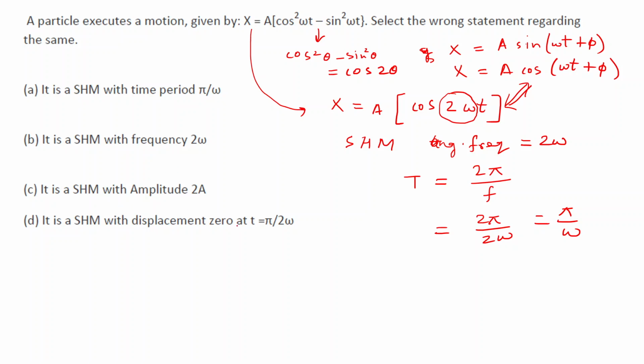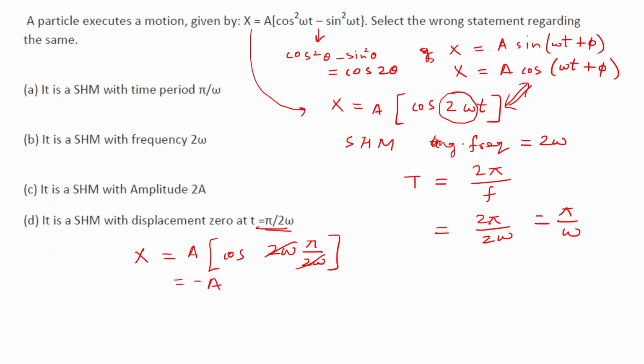But there are also questions about the displacement at this. So what will be the displacement? The expression is this: cos 2 omega, and at time t equal to pi by 2 omega, cos pi is -1.